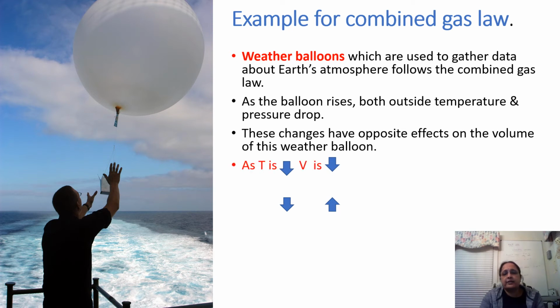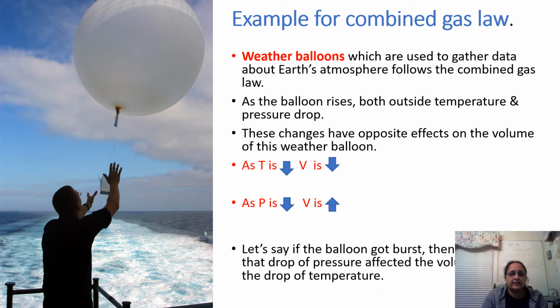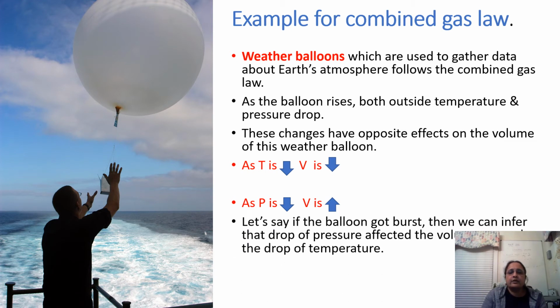Let's say the temperature is decreased, then volume also decreases. But when the pressure is decreased, then volume increases. After going some distance, if the weather balloon bursts, then we can infer that the drop of pressure affected the volume of the balloon rather than the drop of the temperature.